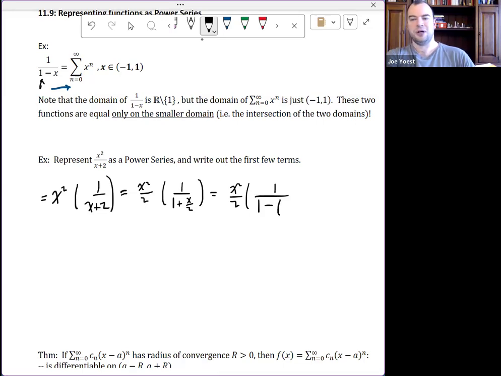It's not too often that I would prefer a minus to a plus, but in this case, that'll be helpful. And this is what I have: x squared over 2 times 1 over 1 minus negative x over 2. And what I see here, if I can even do a substitution, z equals negative x over 2, to make it very clear.